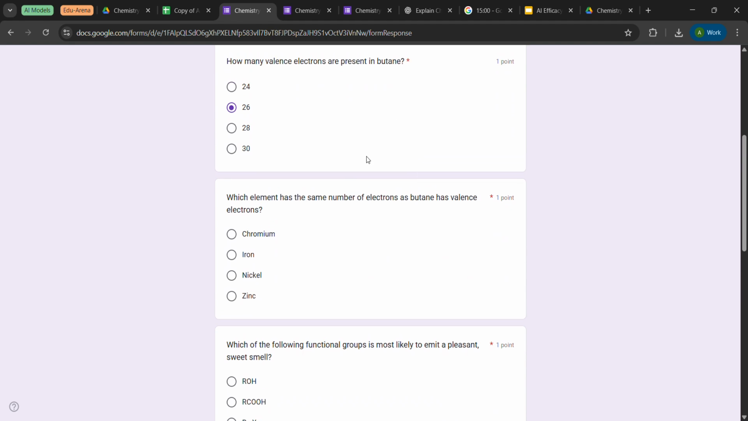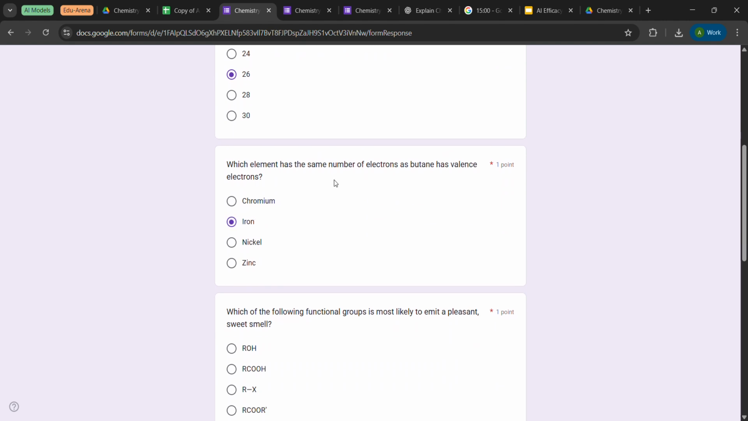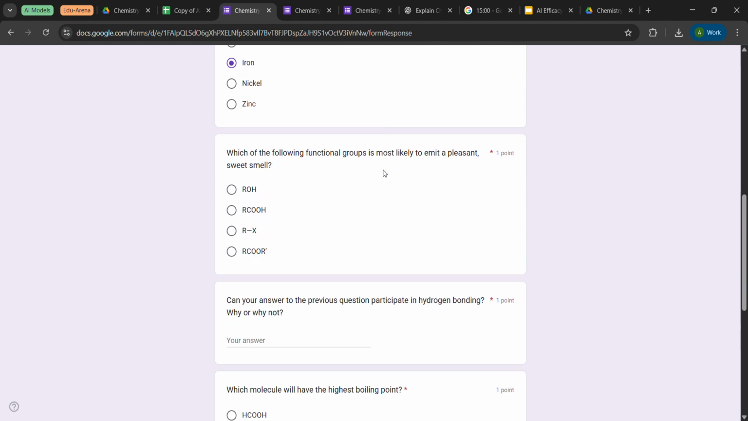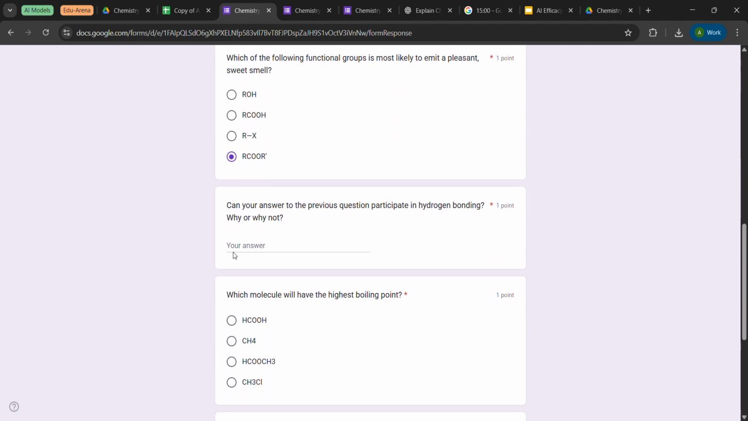Or again use 6 and plus 2. So 26, that is Fe, iron. So the atomic number of iron is 26. It has a pleasant sweet smell. Sweet smell is, I guess, ester.